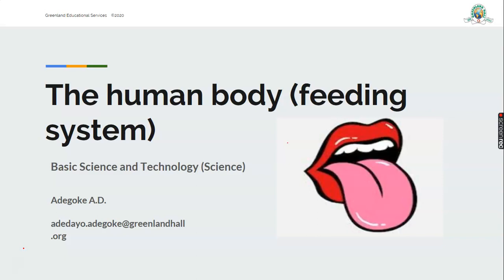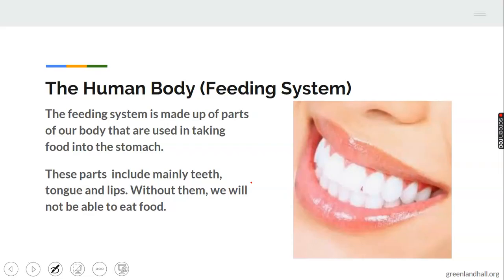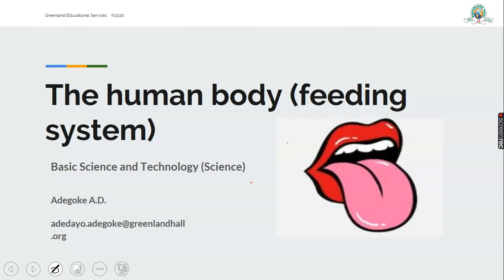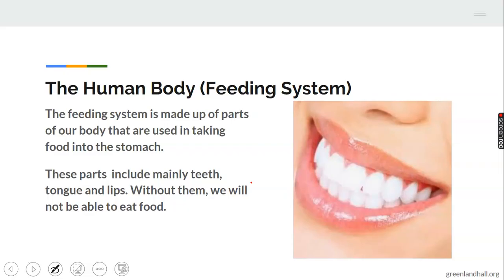Take note that at the end of this lesson, you should be able to define food, and then not only that, you should be able to tell me the major parts of the body used in feeding. Then not only that, you should be able to tell me the types of teeth that we have and the set of teeth that we have. Now let's get to business.